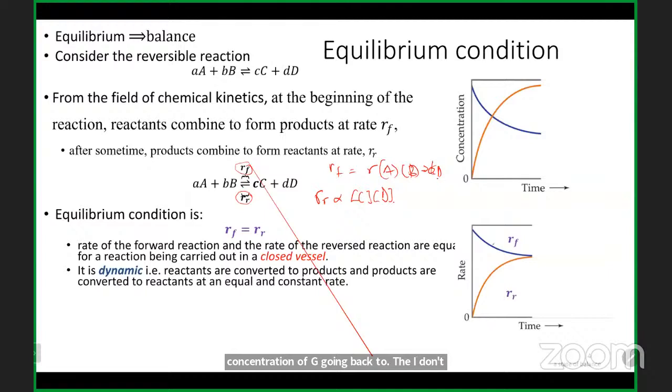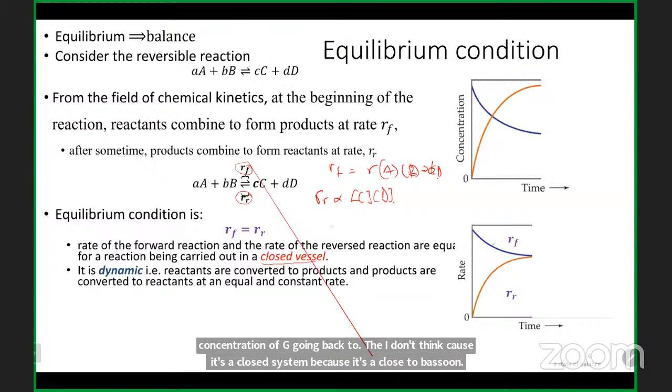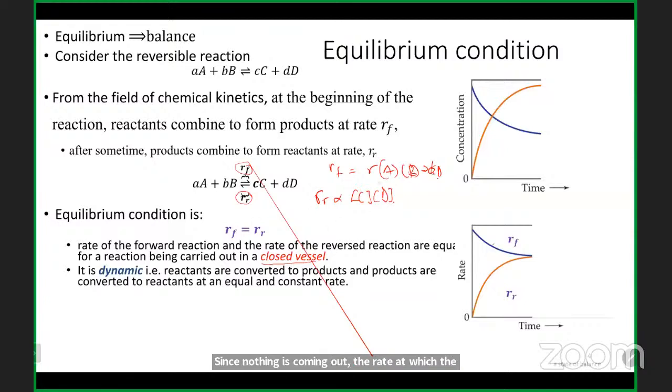After some time, because it's a closed system, a closed vessel, since nothing is coming out, the rate at which A and B are going to C and D becomes equal to the rate at which C and D come back to A and B. In that case, we say that we have achieved equilibrium. So the equilibrium condition is when the rate of the forward reaction is equal to the rate of the reverse reaction. We say that the system is also dynamic.